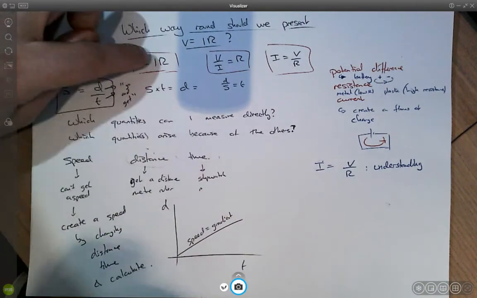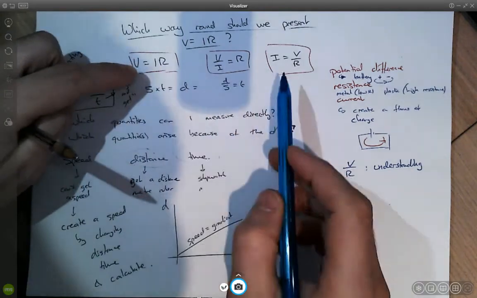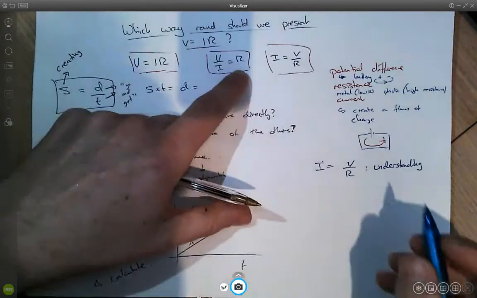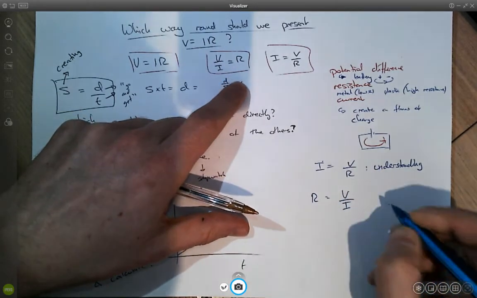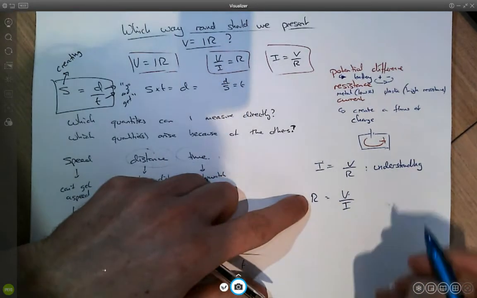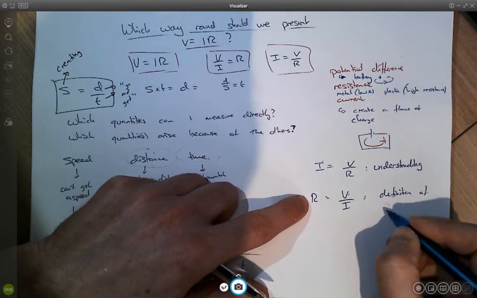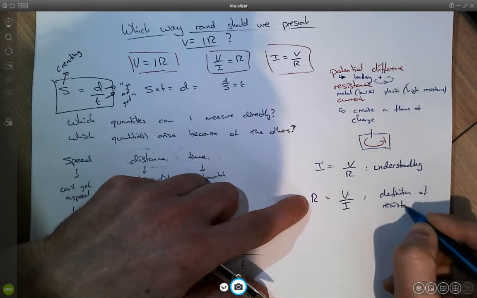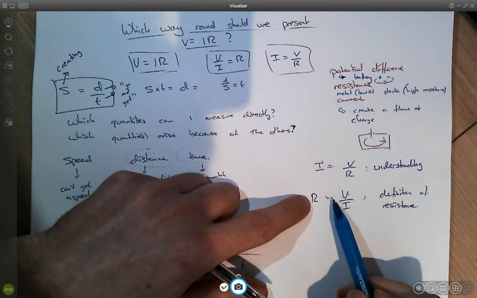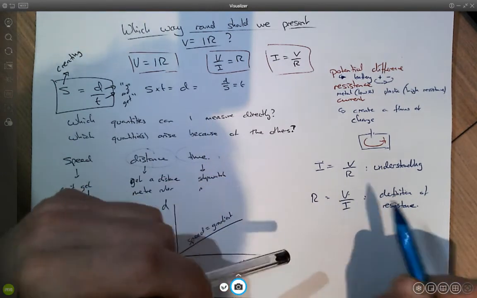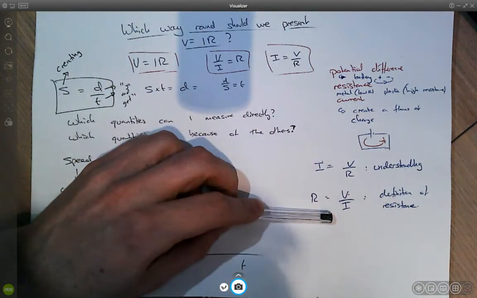But this is a weird form. This is kind of an exception, I would say, and there are advantages to presenting the other two ways round. So when we come to calculate resistance, resistance is defined as potential difference divided by current. So actually, in this case, we might want to present it in this way round. And this is always true. Resistance is purely the ratio of how much energy you need per charge to how much the charges actually move.